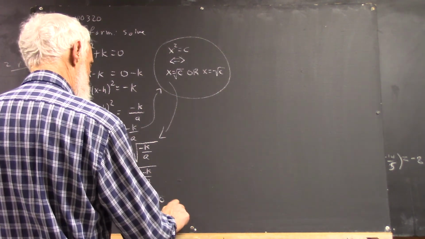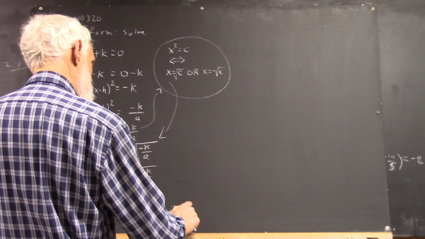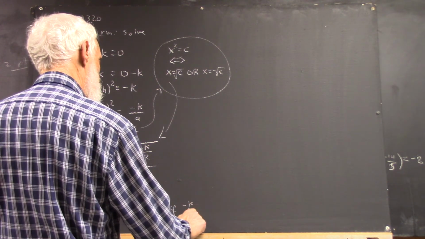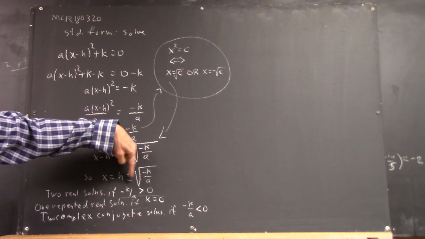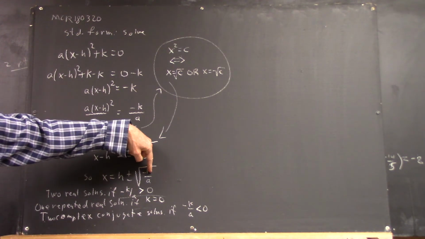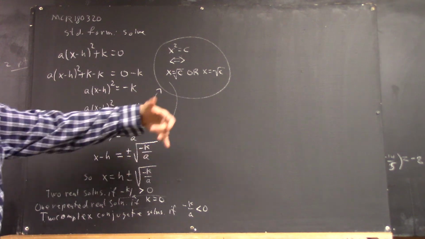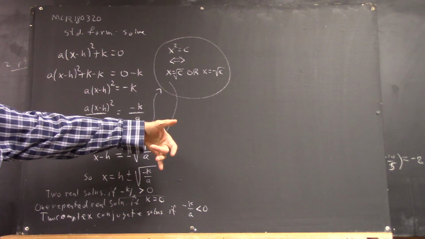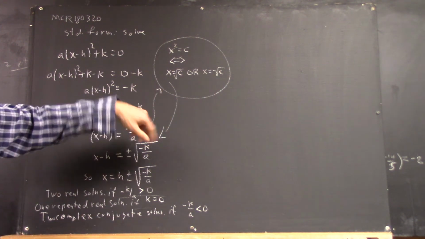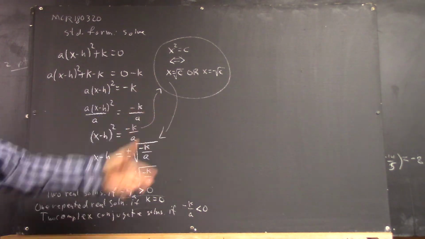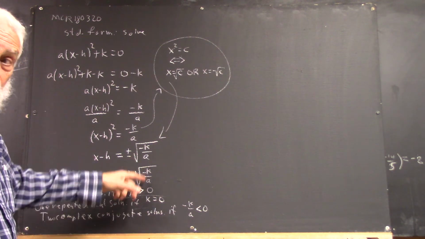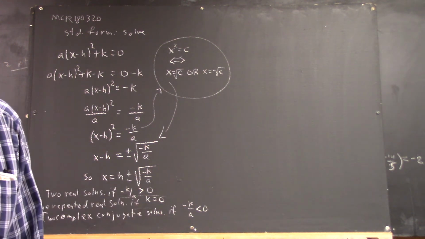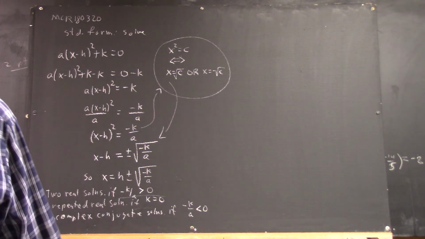It's fairly simple. If negative k over a is less than 0, because if negative k over a is negative, you're taking the square root of a negative. It's going to be then the square root of negative 1 times a positive, which is going to be square root of k over a times i, right? Then you get h plus or minus the square root of k over a times i, which are complex conjugate solutions.